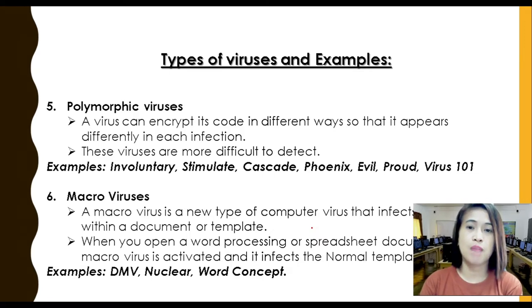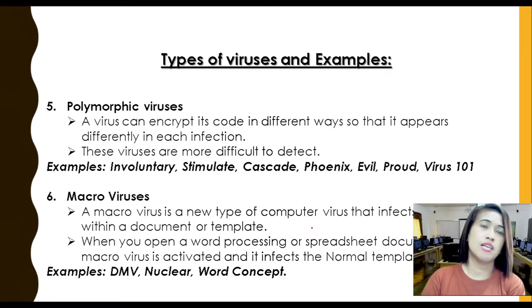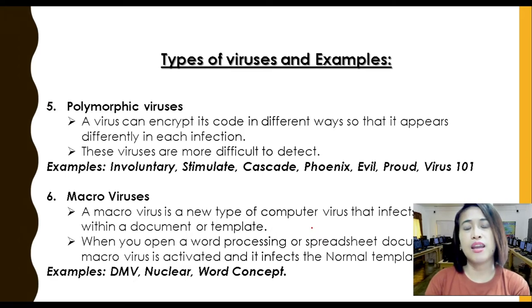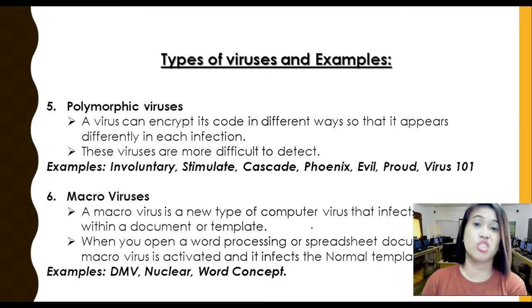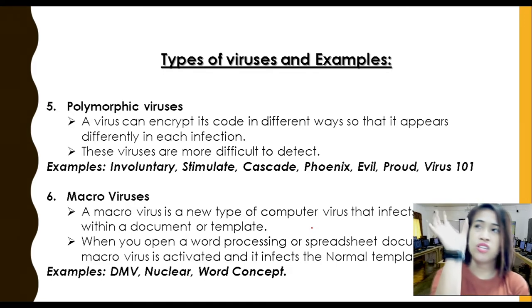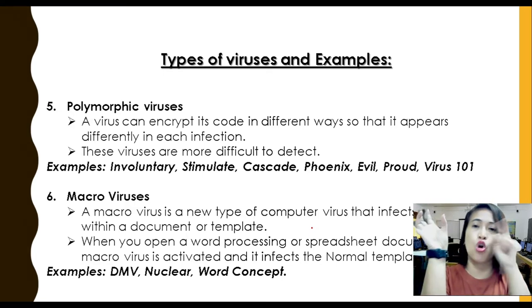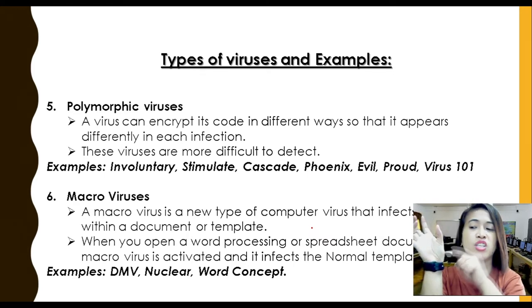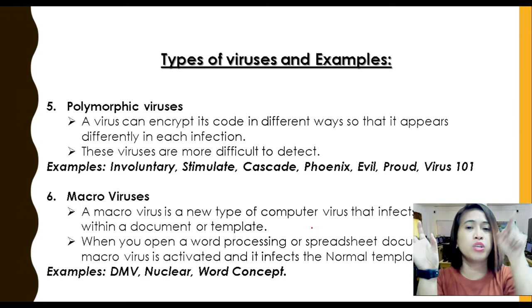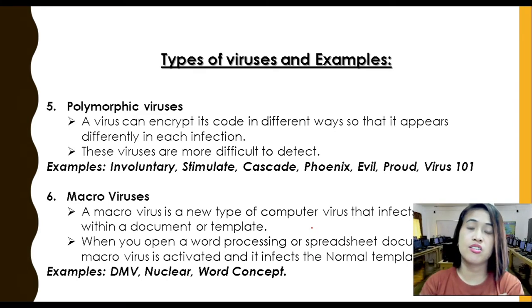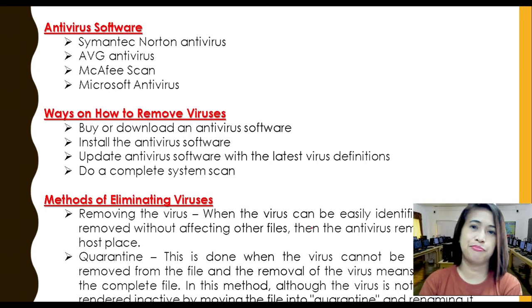Macro viruses come from different MS Office applications. Example, I created a file in Microsoft Word and saved it using the file name Technician. You will see there technician.docx. But you will also see another file, technician.docx, but with different characters or symbols. You can say that your file or your computer has been infected by a virus called macro virus.